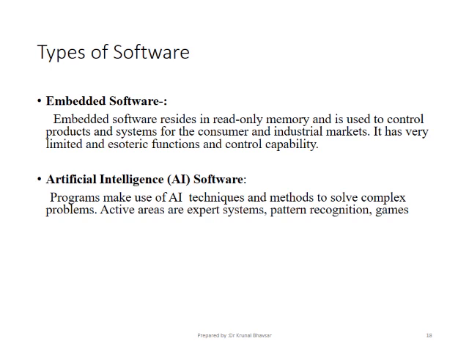Artificial intelligence software, AI: programs make use of AI techniques and methods to solve complex problems. Active areas are expert systems, pattern recognition, and games. It's the best example of artificial intelligence software.